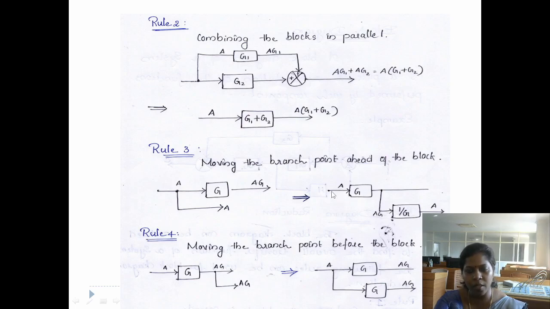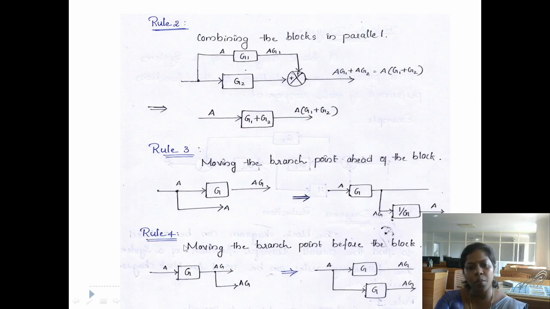Here we are moving the branch point after the block G. So add one block, the inverse of that block, that is 1 divided by G, in that branch. Then the output in this branch will be A. So after moving the branch we are getting signal A here also.